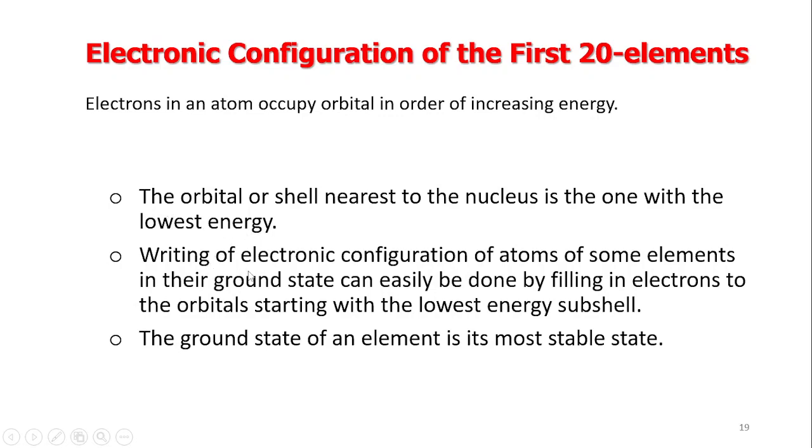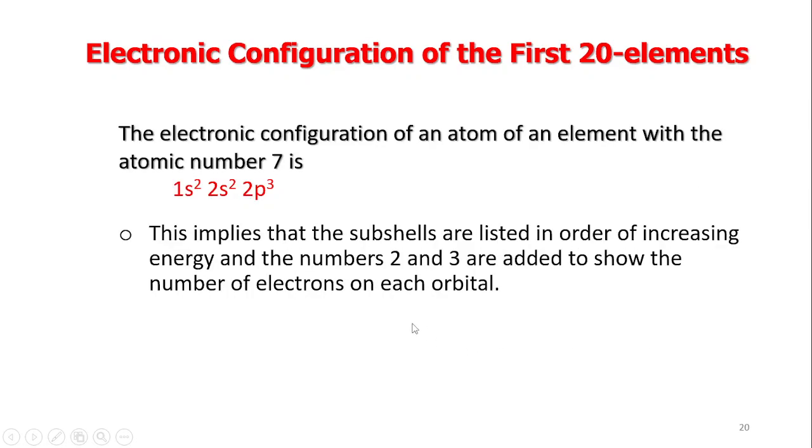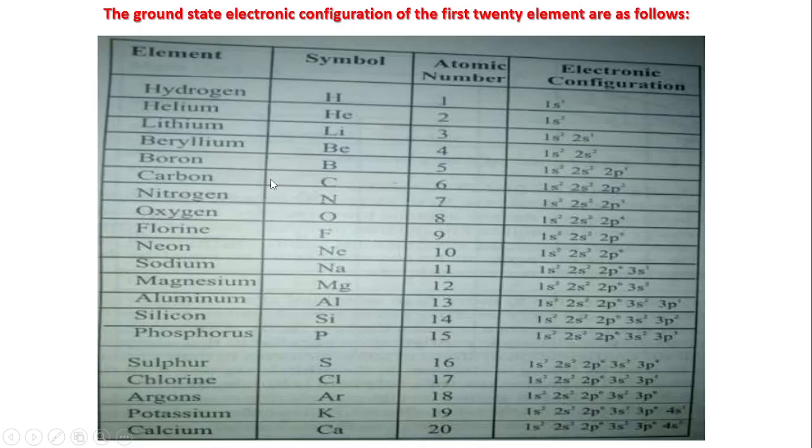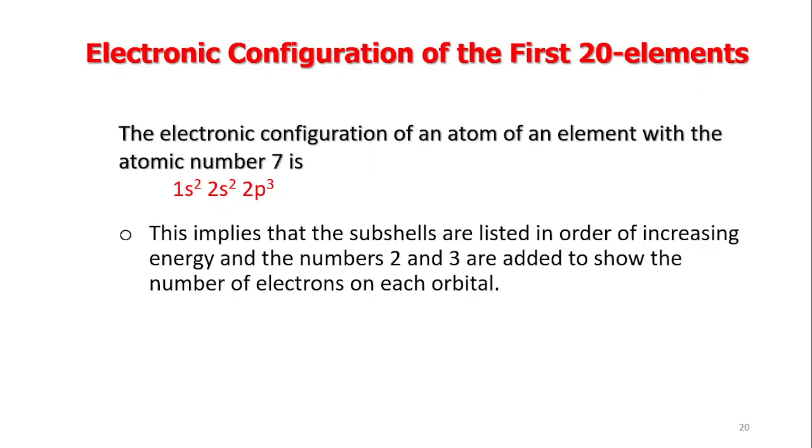Writing the electronic configuration of atoms of some elements in the ground state can easily be done by filling electrons into the orbitals, starting with the lowest energy subshell. We'll get to that later. The ground state of an element is its most stable state. So the electronic configuration of an atom of an element with atomic number 7 is this.